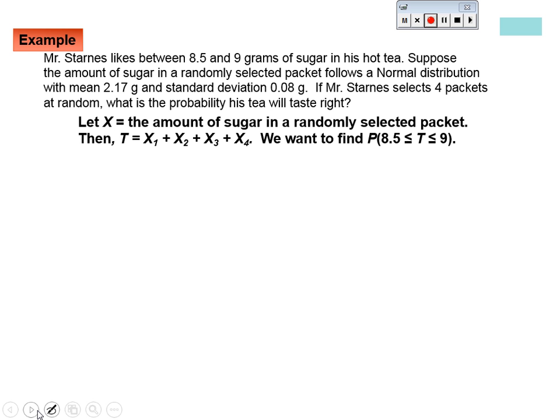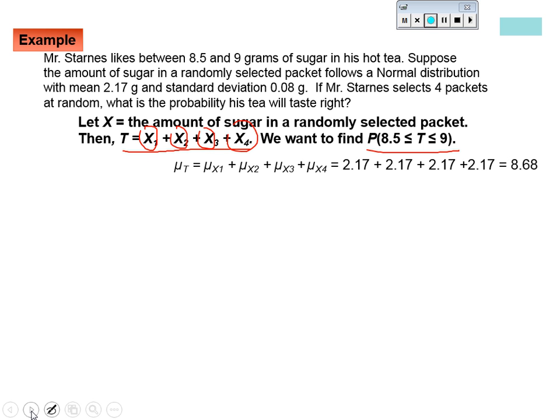So he's going to put in 4 packets, and what we're going to assume here is that each individual packet is independent of each other. So to find the probability that he'll have between 8.5 and 9 grams of sugar, what I'm going to do first is find the mean. Knowing that the mean of one packet is 2.17, if I add the 4 packets together, I get a mean of roughly 8.68 grams.